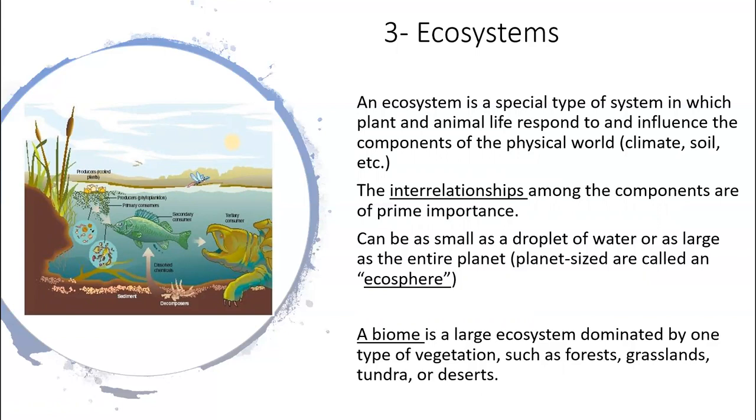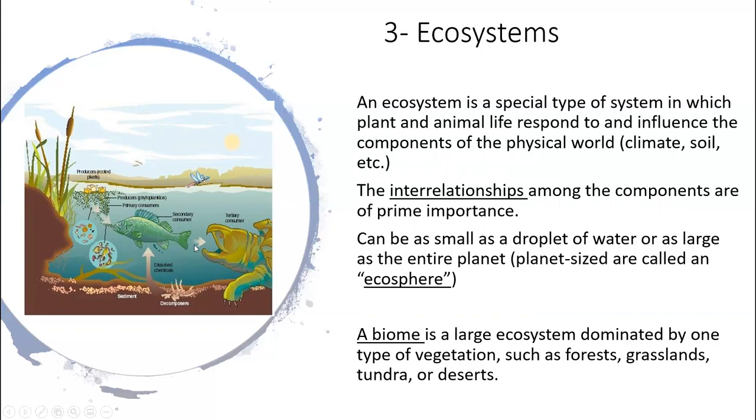Part of those ecosystems is the biome, which is a large ecosystem dominated by one type of vegetation, such as forest, grassland, tundra, and deserts. So ecosystem, basically, is the interrelationship of different components.